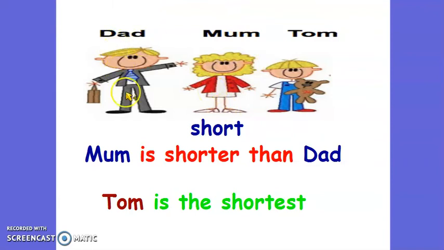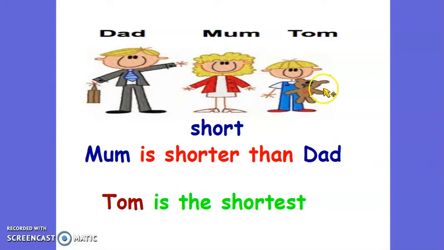Why? Because we compare between two things or two people. اوكي راح استخدم ال ER او المور لأن عم بقارن بين شخصين. Look, mom is shorter than dad. So this is the comparative form, shorter than. Why? Because we compare between mom and dad, two people. قارنت بين شخصين. So we use the comparative form. Okay.